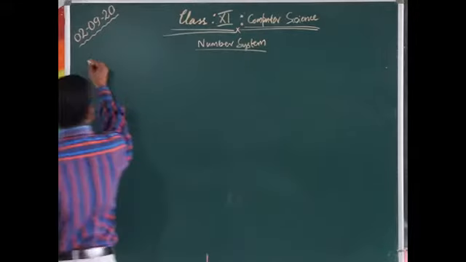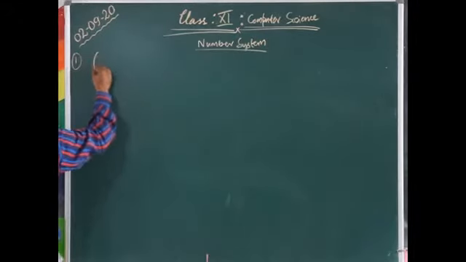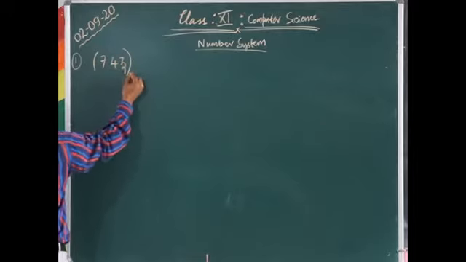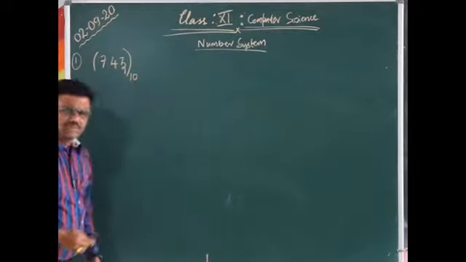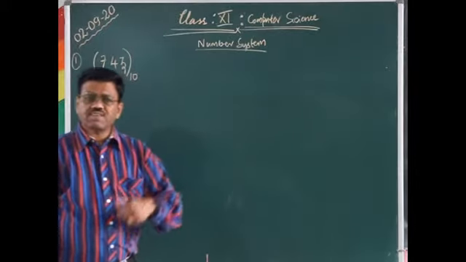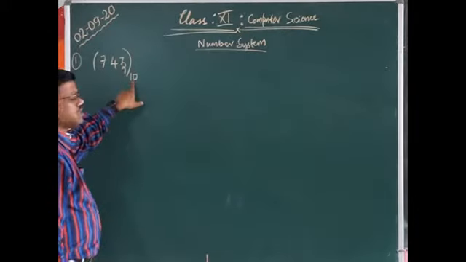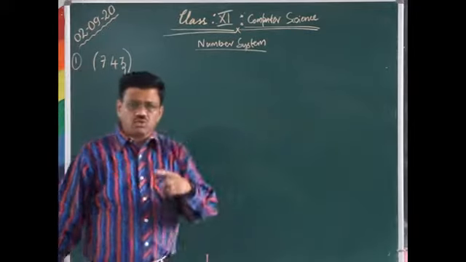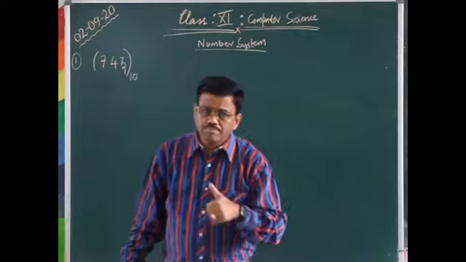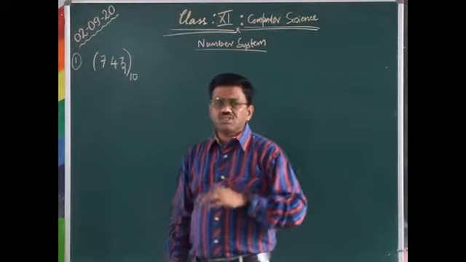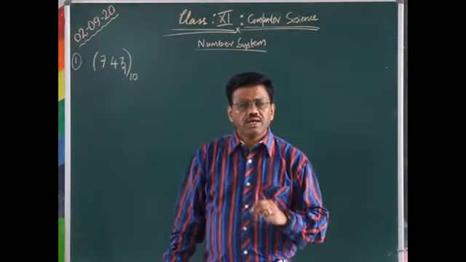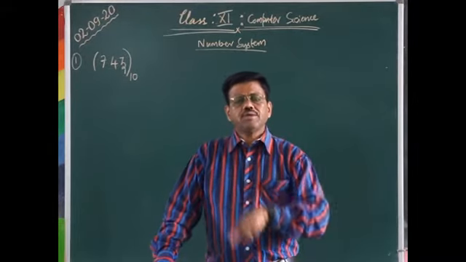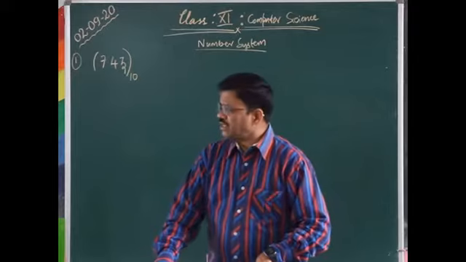Now, for example, any number with a subscript or suffix, if I write this, is known as a number system. If the base is 2, it is called binary. If the base is 10, it is called decimal. If the base is 8, it is called octal. If the base is 16, it is known as hexadecimal.